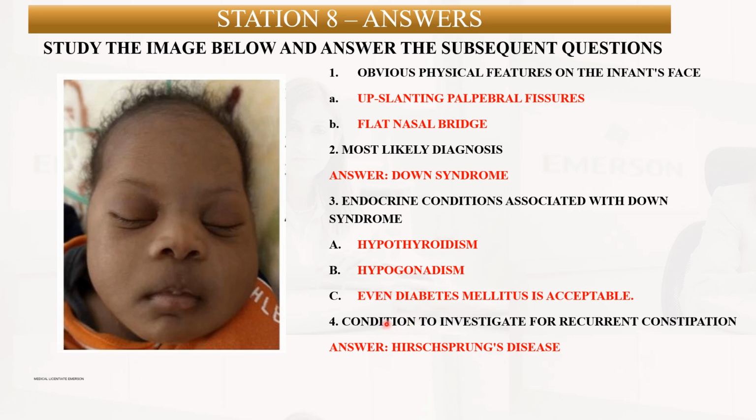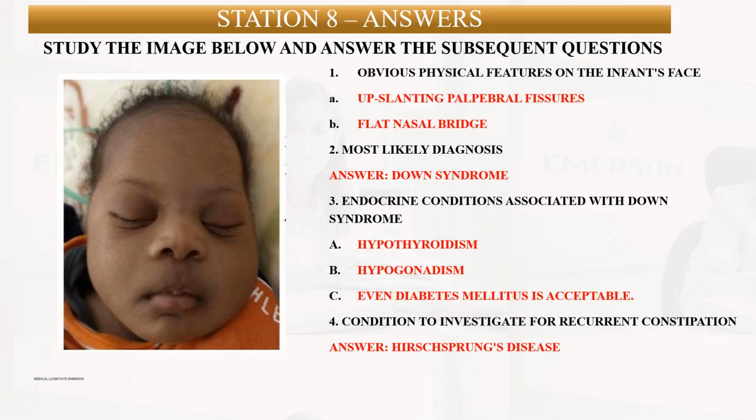Then let's go to the last question, which is condition to investigate for recurrent constipation. So if this child presented with recurrent constipation, then the condition you have to investigate for is Hirschsprung's disease or congenital megacolon, as it is called now. Okay, that's some of the things we need to understand. That's the end of this station.